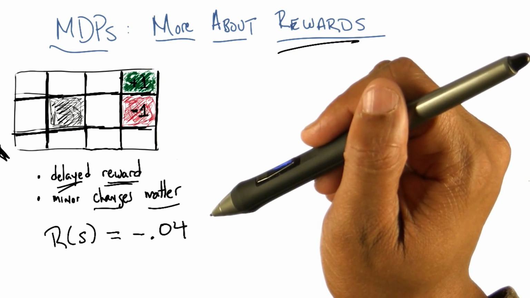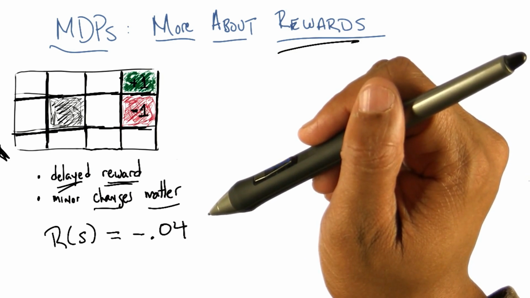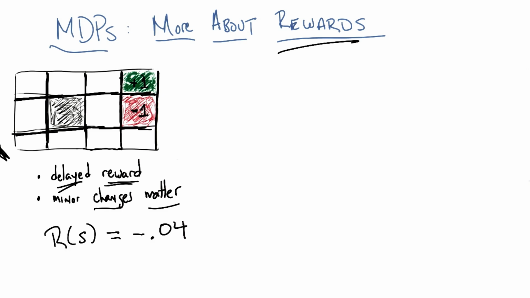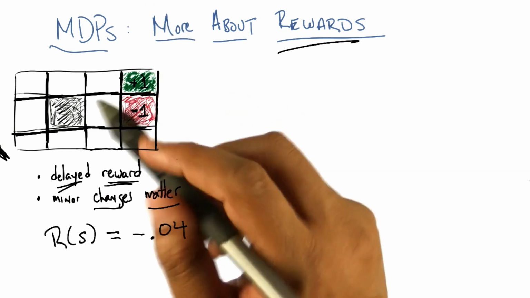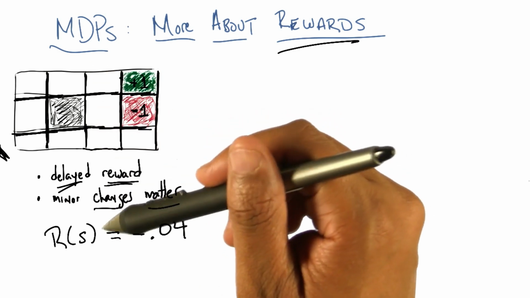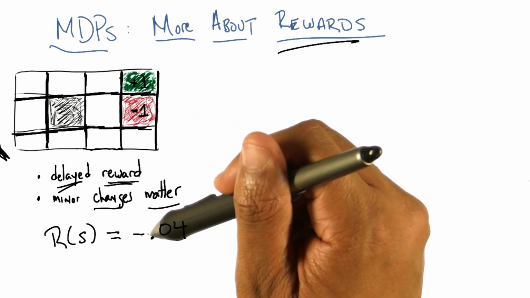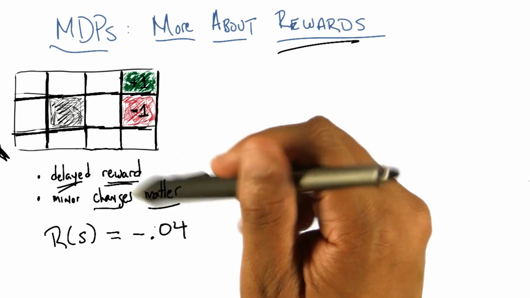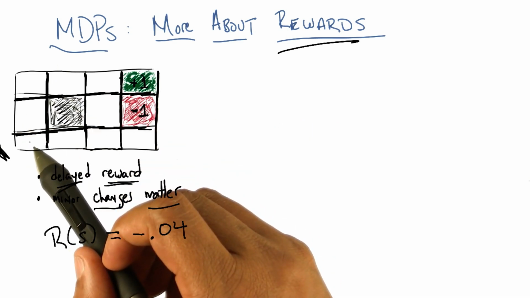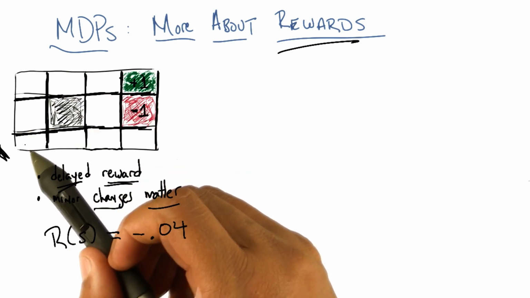Okay? All right. So it seems like you should just never, ever move then, right? No, I don't think that's true. Let's think about that for a little while. So if I set this reward to be -0.04, and you're starting out here in this state, and you have to keep living, you always have to take an action, right?